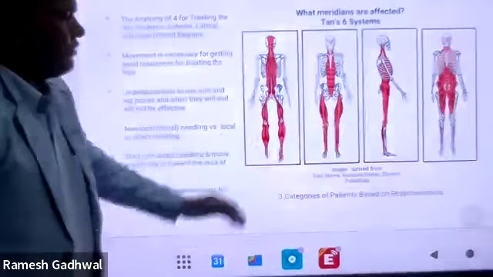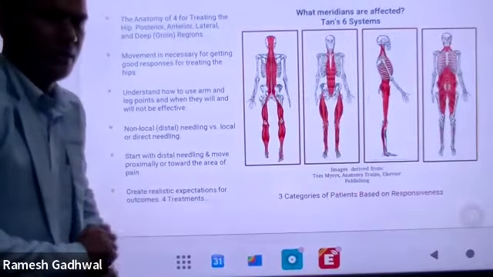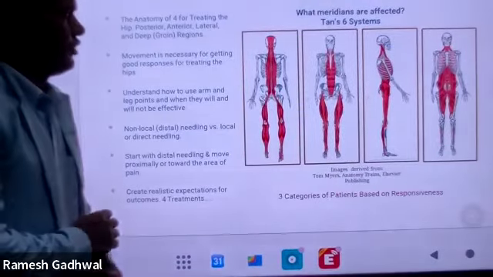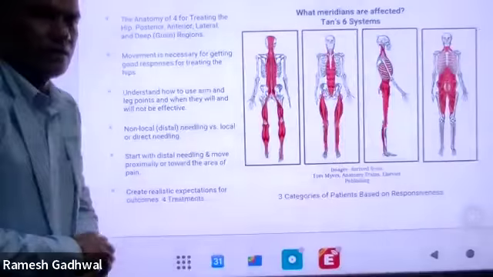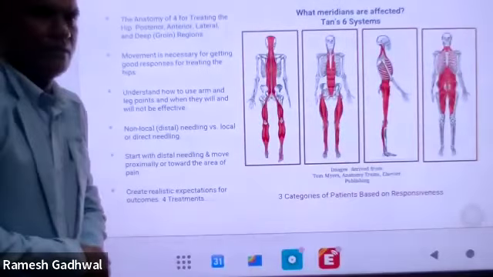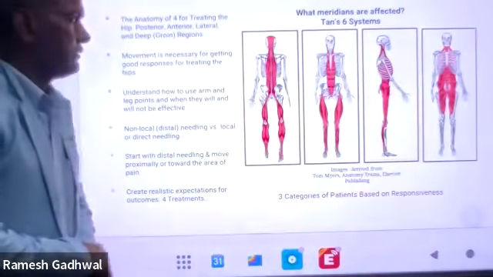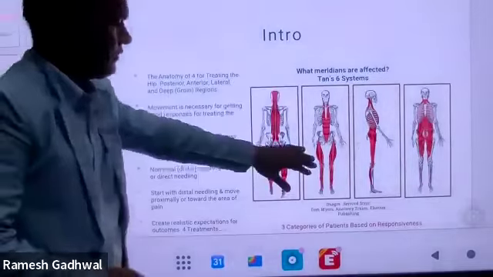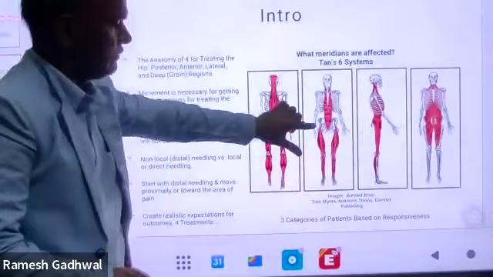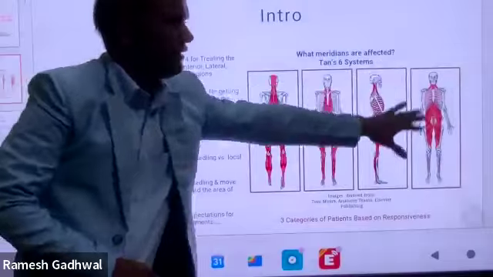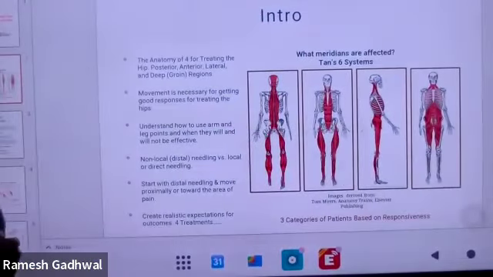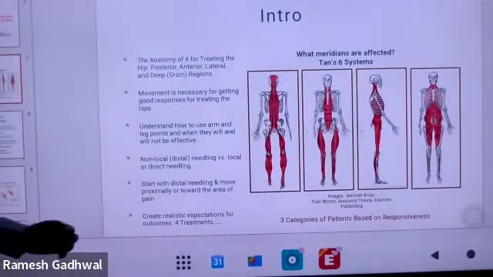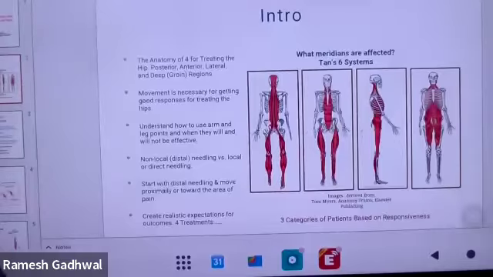So until now, in the past 3 days, I told you about the fascial lines. Yesterday, I also told you about fascial lines in the last moment. So this is the superficial back line, then this is the medial line, then it is the lateral line and the deep line. There are three categories of patients based on responsiveness.